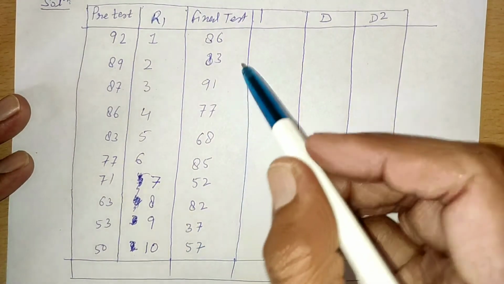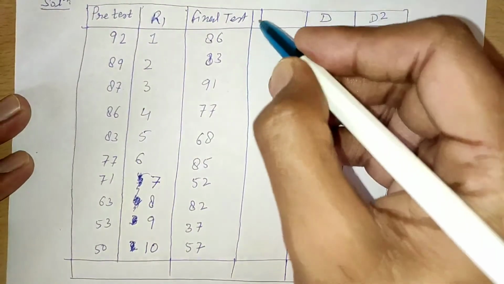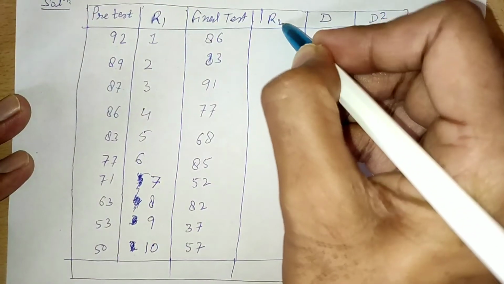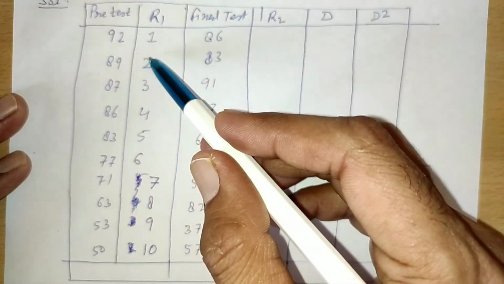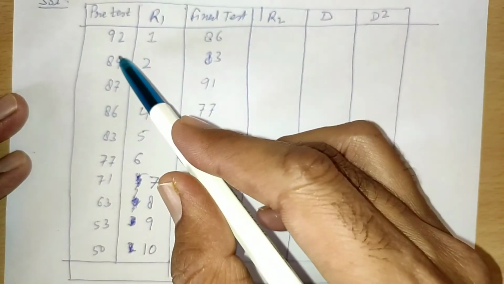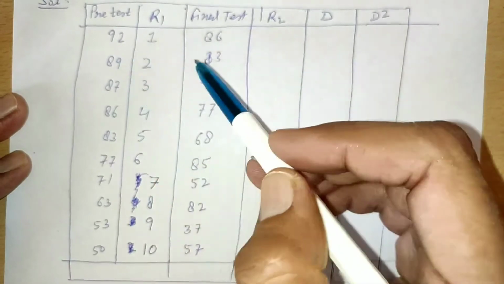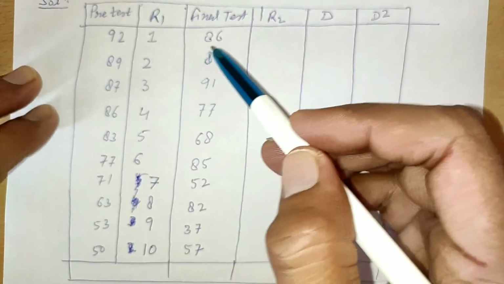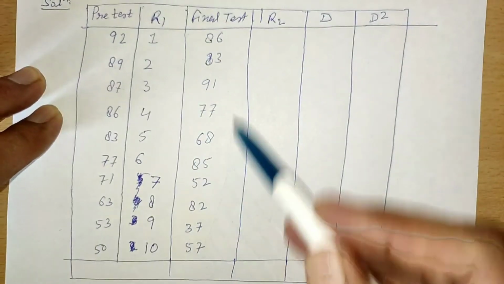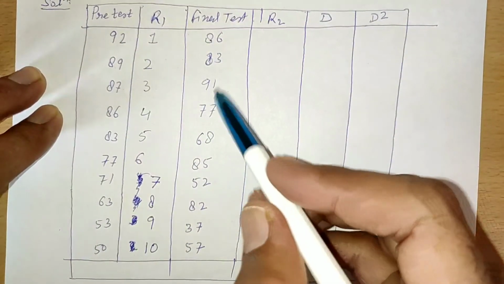Similarly, you can assign the rank to the final test, denoted by R2. In this case, you have to follow the same procedure which we followed for test number 1, the pre-test. In the pre-test, I assigned rank 1 to the highest number, so in the final exam the same procedure you have to follow.